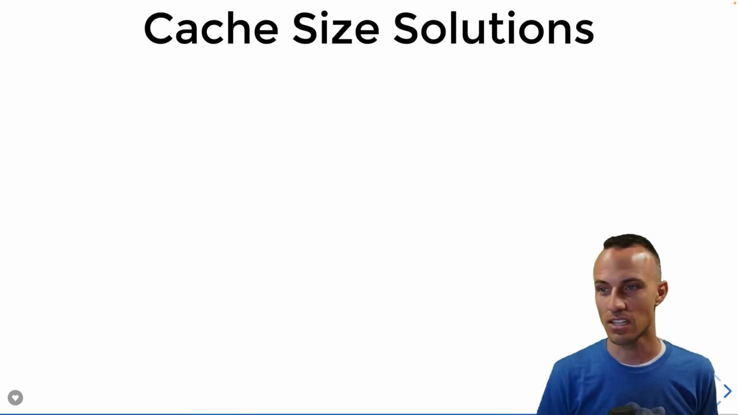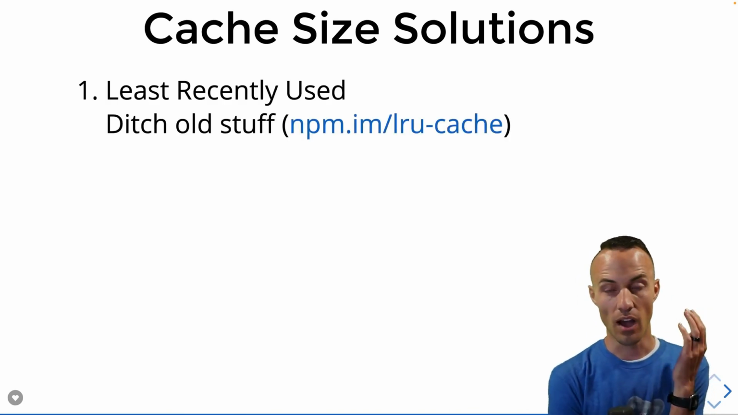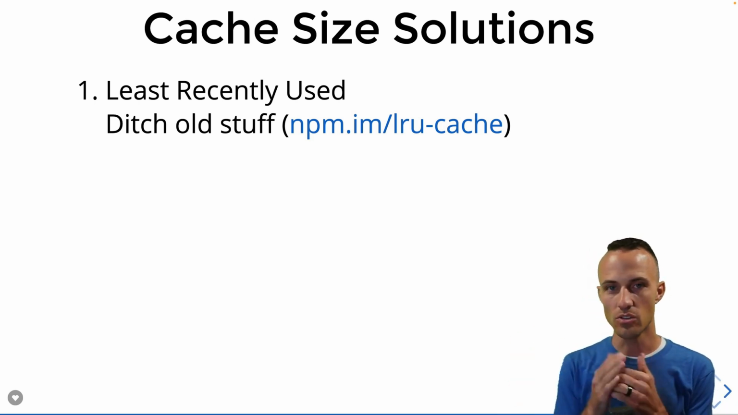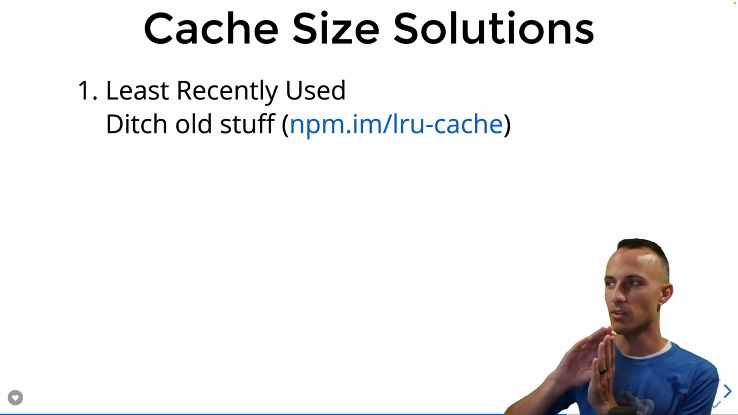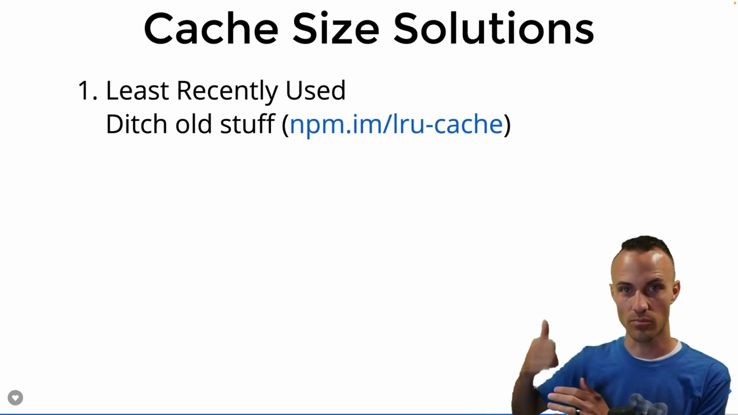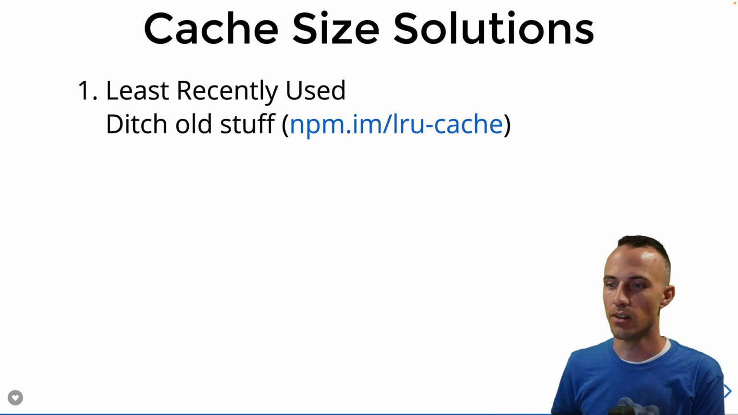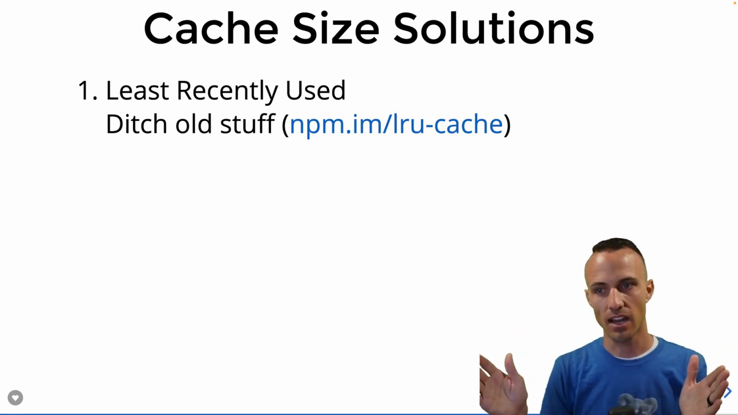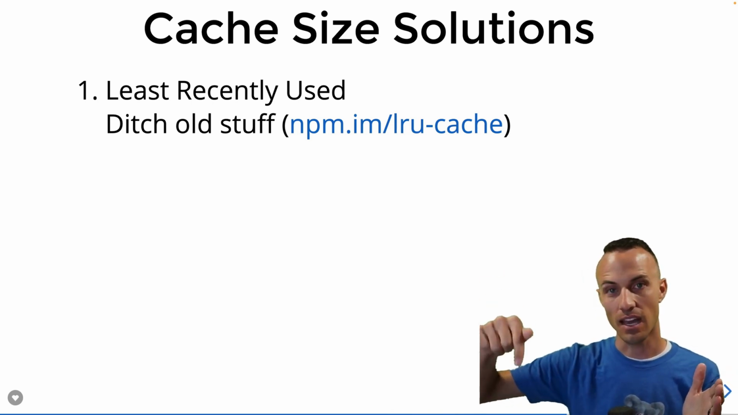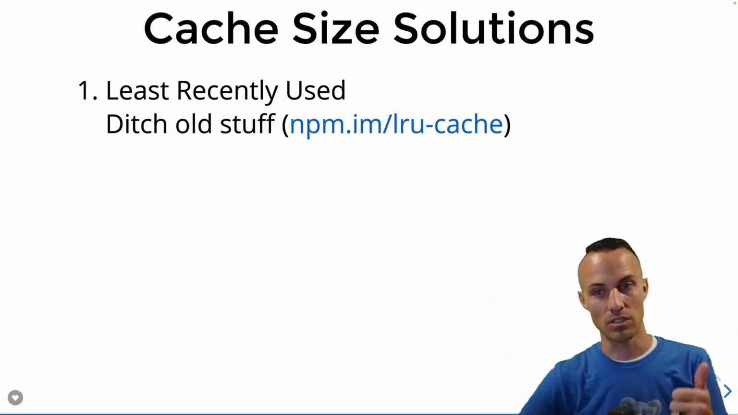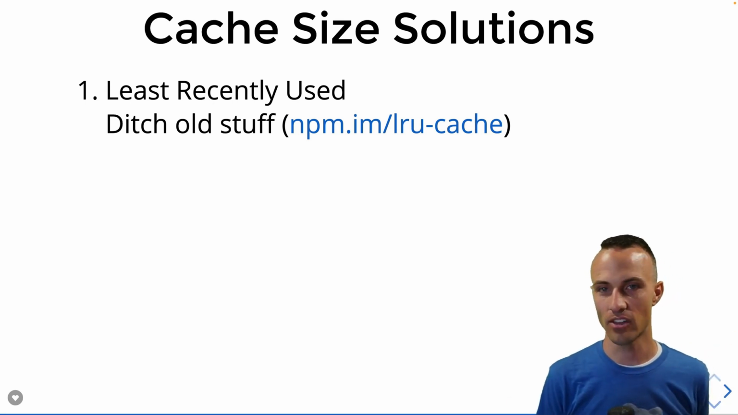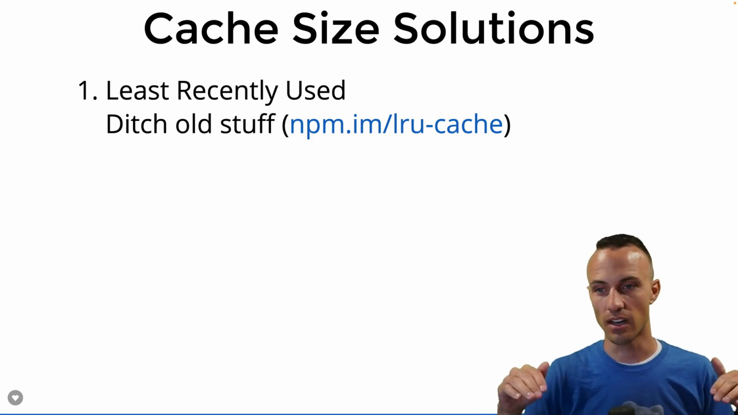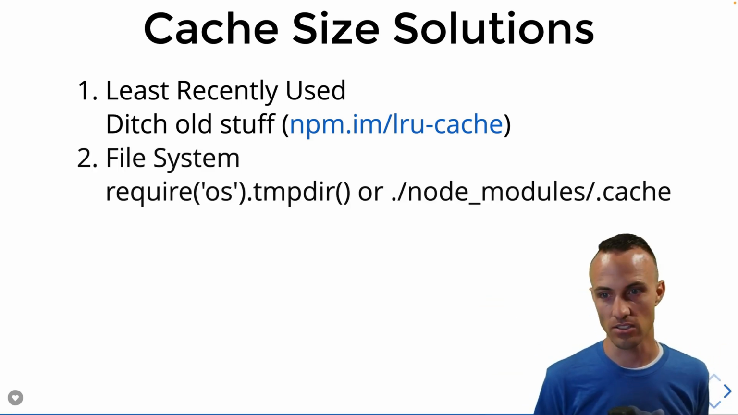So let's talk about cache size and solutions. One solution is the least recently used algorithm, which basically means whatever was used most recently gets pushed to the back of the line as far as things that are proactively ejected from the cache. The idea is you set a fixed cache size, and when you're going to add something into the cache, you eject the thing that was used least recently. And there's a great module for this called LRU cache. This is an in-memory cache, but it manages its size so that it never gets too big.